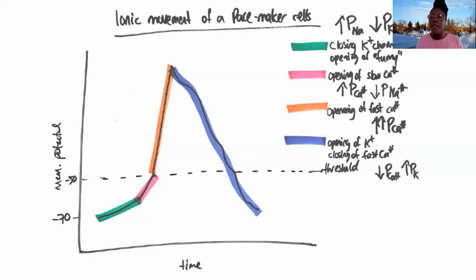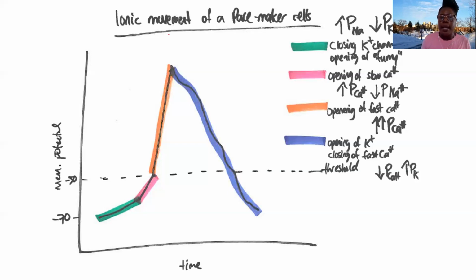And that is the opening up of those initial slow calcium channels. That is going to increase the membrane's permeability for calcium, which will also allow for this rushing of calcium into the cell. And then we're going to get to threshold. From threshold, we now open up the fast calcium channels, which is this orange part of the curve. And that is going to be the rapid depolarization of the pacemaker cell, which is the action potential.